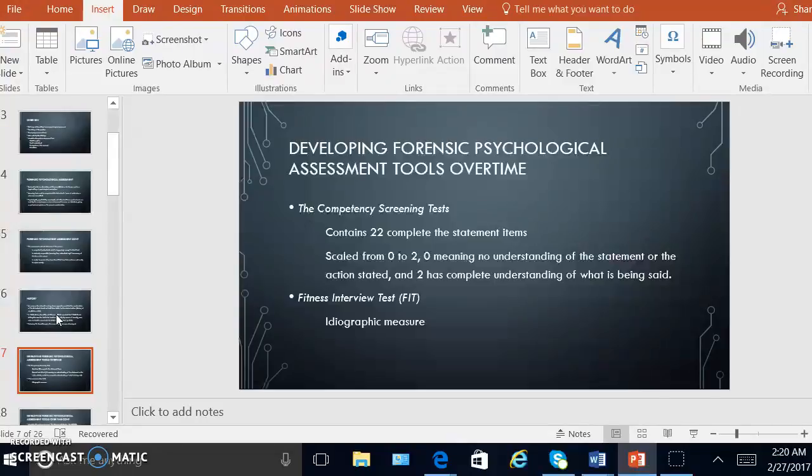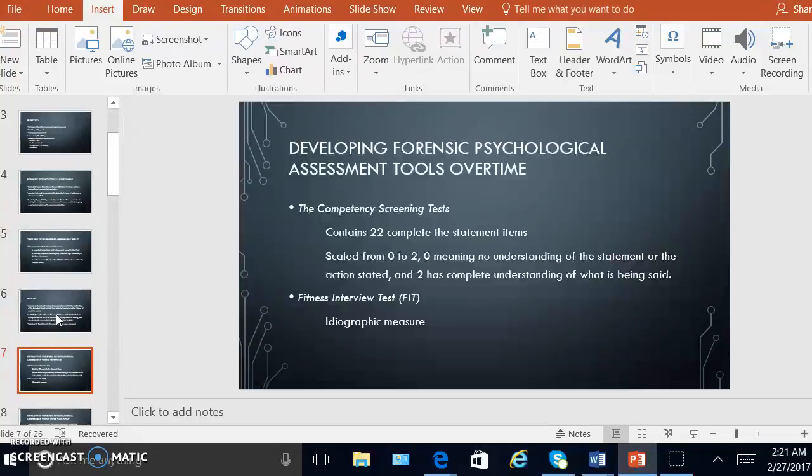You have the competency screening test. This contains 22 complete-the-sentence questions. They are scaled from 0 to 2, meaning that 0 is that they do not understand the statement or the action that is being stated, and 2 means that they have complete understanding of what's being stated. 1 means that they maybe understand part of it, not all of it. The sentences basically fill in the sentence.